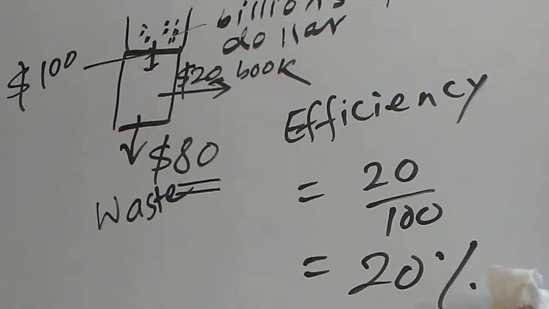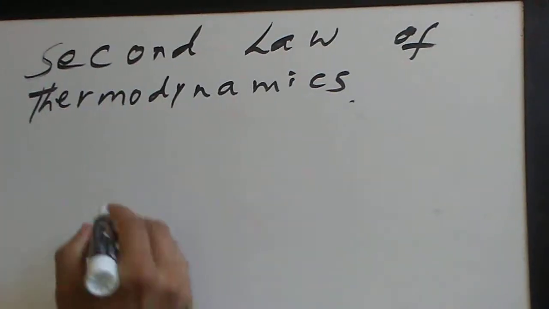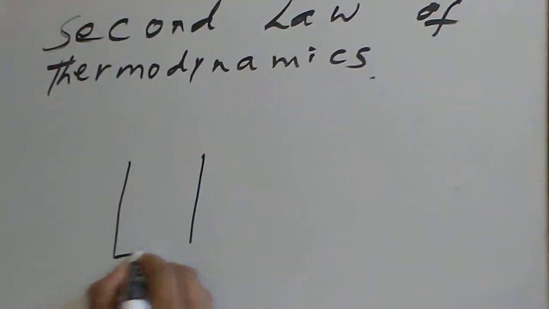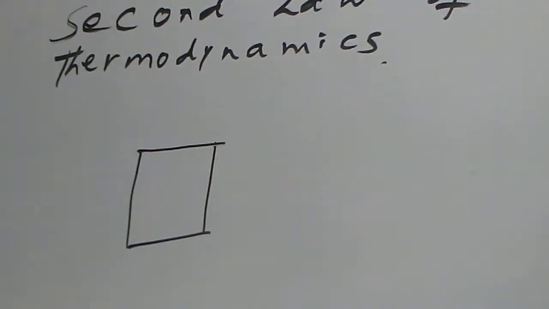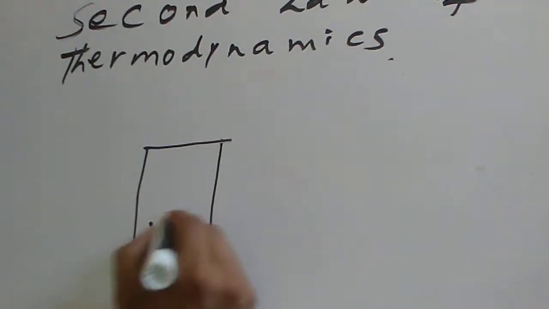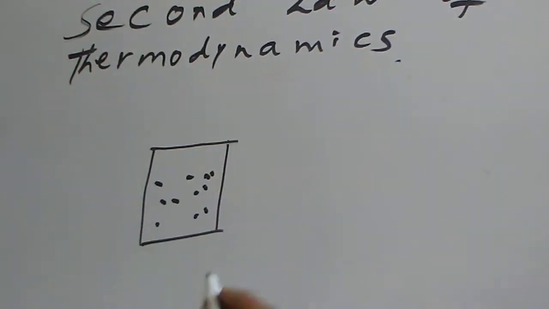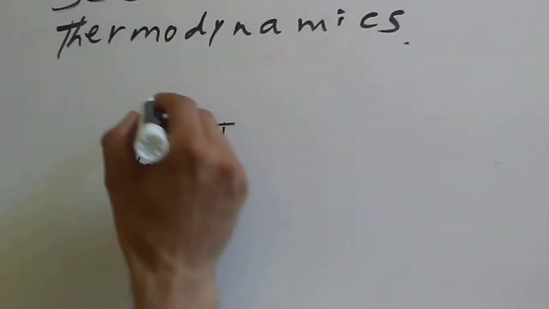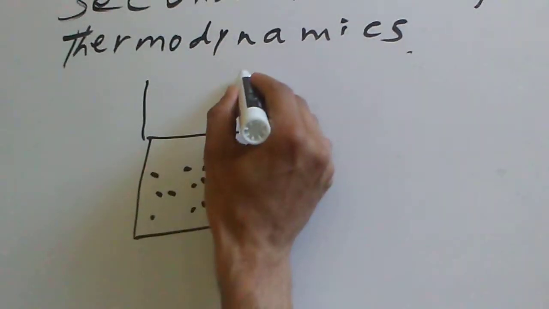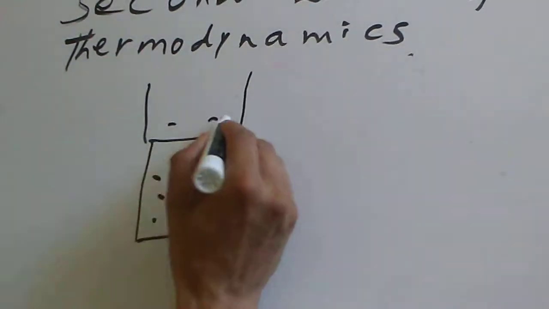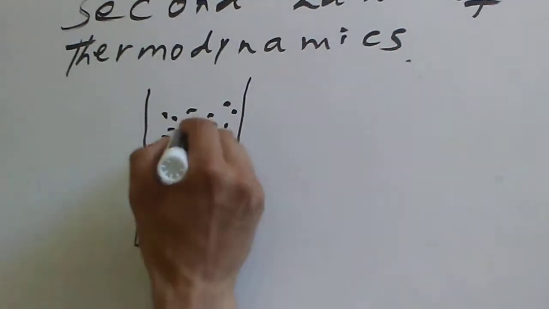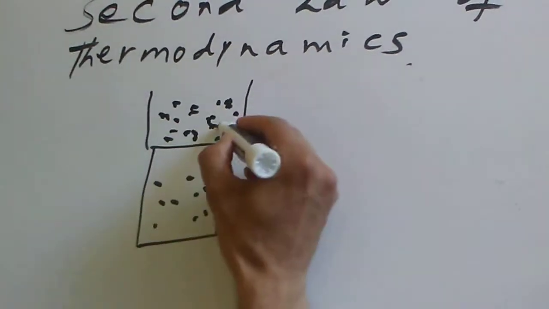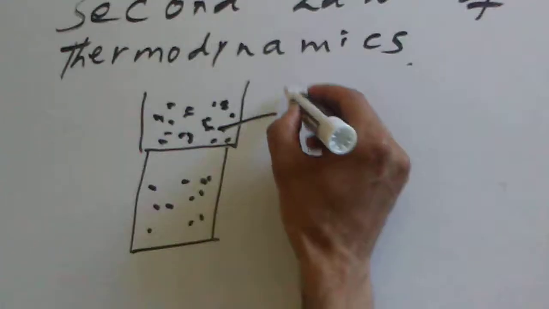Let's talk about how this concept applies in physics, chemistry, and engineering. This is an engine, like a motor engine, motorbike engine, or whatever. And inside is some gas, could be water vapor or another kind of gas. Here is a container that has a tremendous amount of heat.